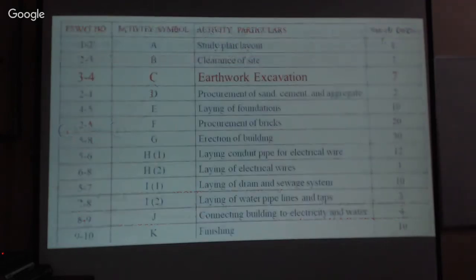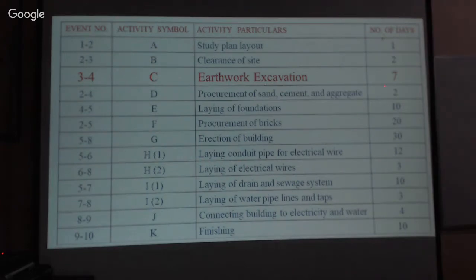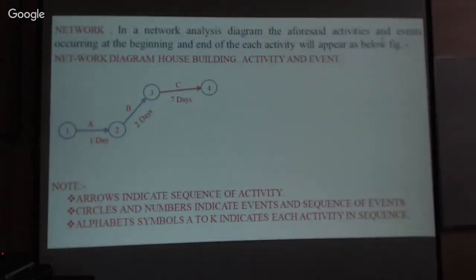And similarly, in the third row, that is 3 to 4, C, that is earthwork excavation, number of days required? 7 days. Therefore, 1 to 2 is done, and the third one is the C activity, which requires 7 days, between 3 and 4. Please note, 3 and 4.